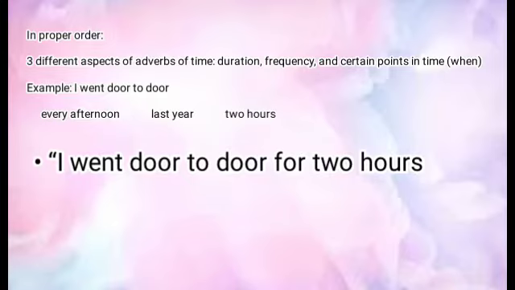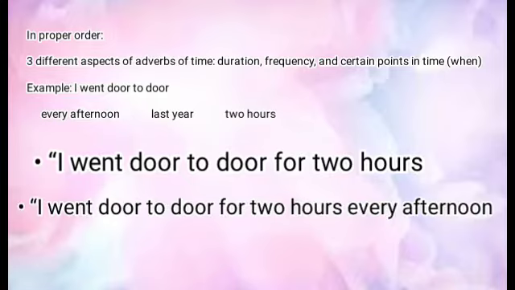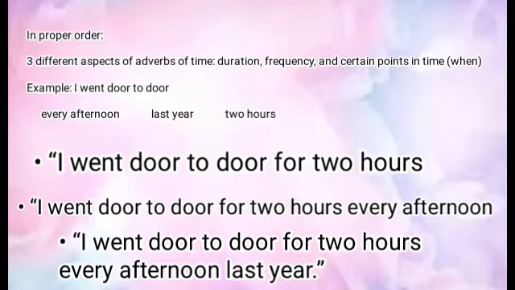Next, we will find the frequency, or how often something happens, and so it is every afternoon. And the last aspect is certain points in time, or when something happens, like last year. By arranging the adverbs of time from duration, frequency, and certain points in time, we have now completed the sentence and put it in the proper order. So the sentence has now become, I went door to door for 2 hours every afternoon last year.